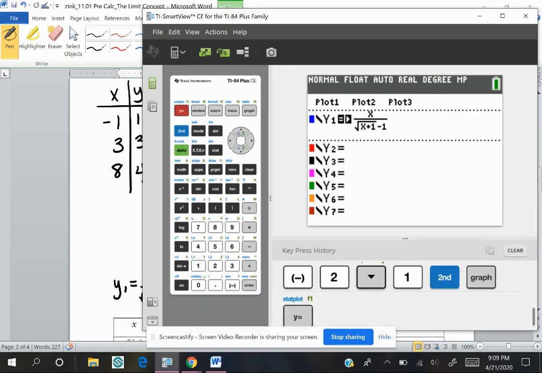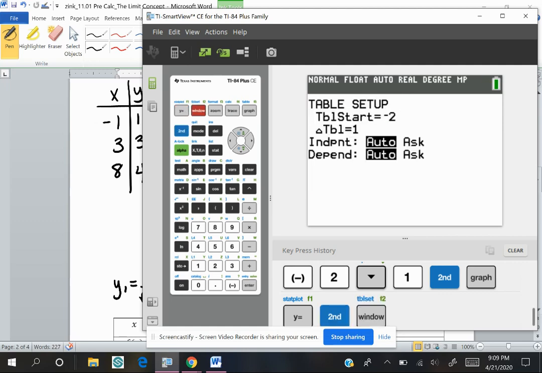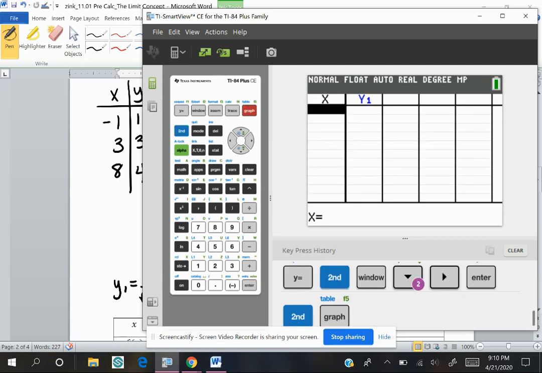So I put my Y1, we already have that in there. Now, when I go to table set, don't worry about what your start and your change in table is. I want you to go right here where it says independent and change that to ask instead of auto. So what that does now is when we go to our table, so second graph, it's blank. It won't always be blank if you have done this for a question before. You just type over them. And we're going to type in the values we want.